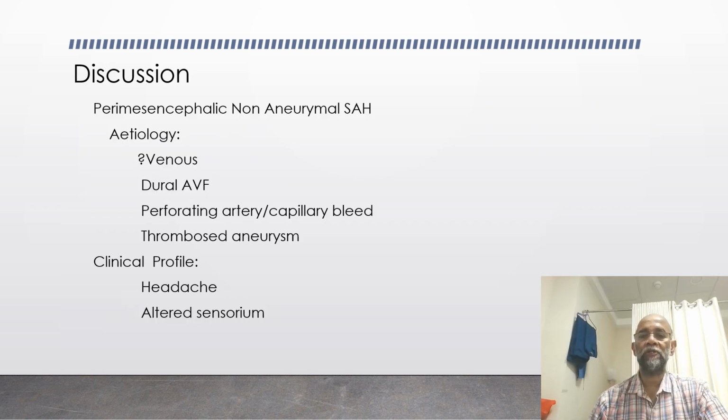Perimesencephalic non-aneurysmal subarachnoid hemorrhage etiology is not well established. It is believed by many that it is because of a venous bleed, not an arterial bleed. However, there have been proponents that it's a small dural AV fistula which is bleeding, or a perforating artery or a capillary might be bleeding, or a small thrombosed aneurysm. The clinical profile is usually headache and altered sensorium.